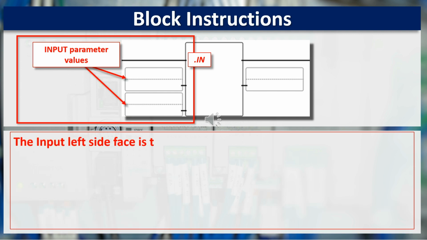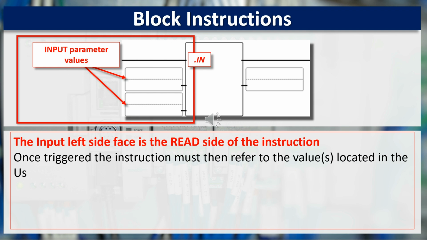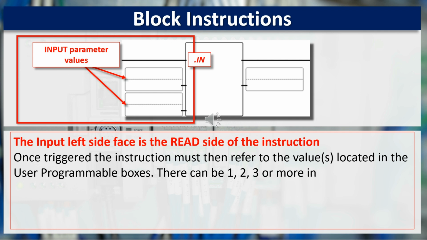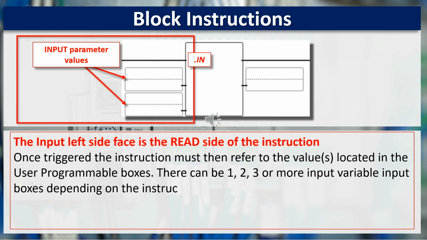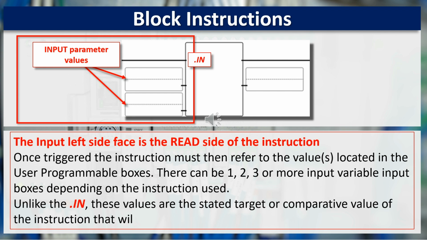The input left side face is the read side of the instruction. Once triggered, the instruction must refer to the values located in the user programmable boxes. There can be 1, 2, 3, or more input variable input boxes depending on the instruction used. Unlike the in, these values are the stated target or comparative value of the instruction that will be needed in order to execute the instruction itself.